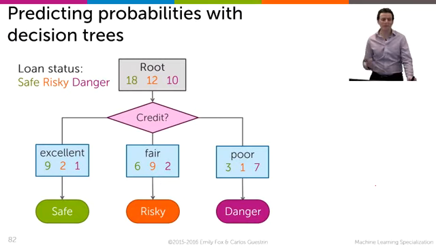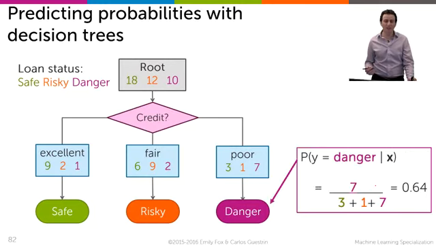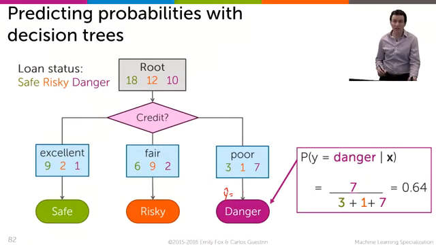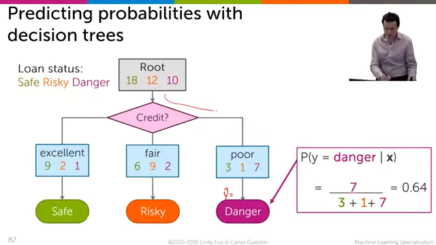We discussed that we can make predictions based on the majority class for each one of these splits, but it turns out that with decision trees, if you want to predict the probability of a class, it's actually very simple as well. All you have to do is look at the fraction of the data that is associated with a particular label or value for each one of these leaves. So for example, for this case here, where credit was poor, where we predicted y hat was danger, we can actually ask for the probability of danger given the input x.